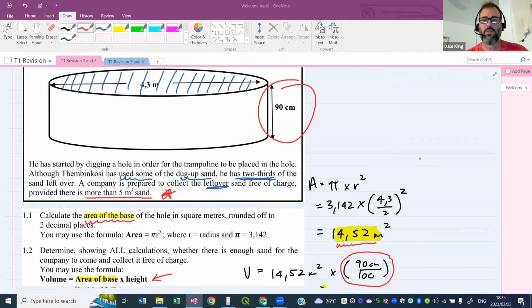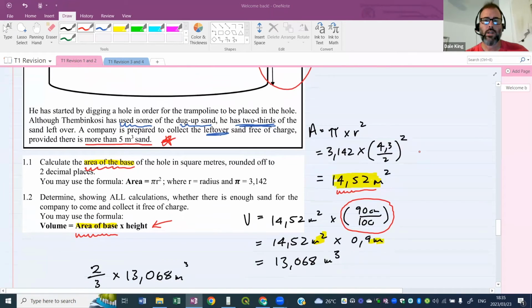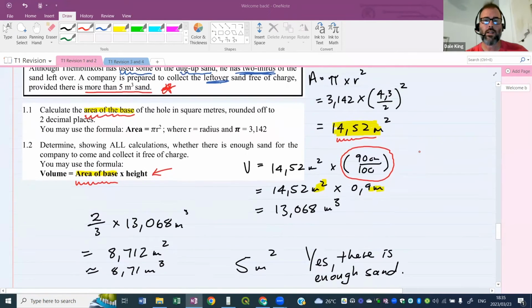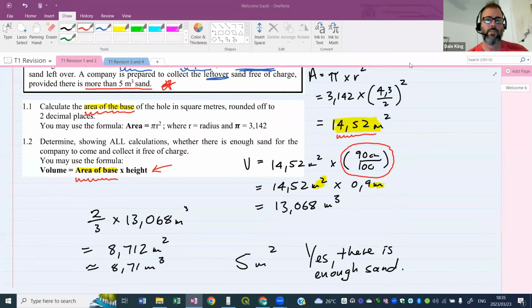And then I'll do a run through of exactly what we did again. Okay. All right. So there's the top part of the work, and here are the calculations that we did at the bottom. Let me go through this one more time. So 1.2 says, let's read it. Determine, showing all calculations, whether there is enough sand for the company to come and collect.